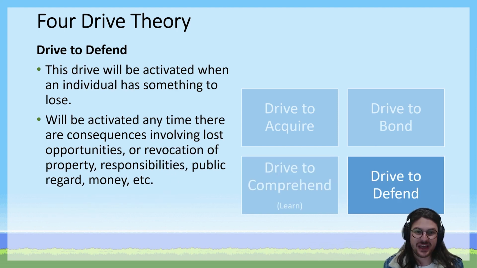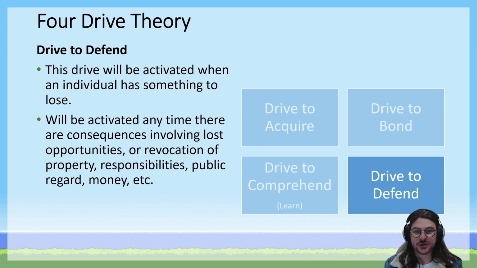Now, this is quite unique to this theory. Lawrence and Nohria said that when something's on the line and there's the potential for loss, an individual will be motivated to avoid that loss. So kind of the opposite, or the flip side of the coin from the drive to acquire.